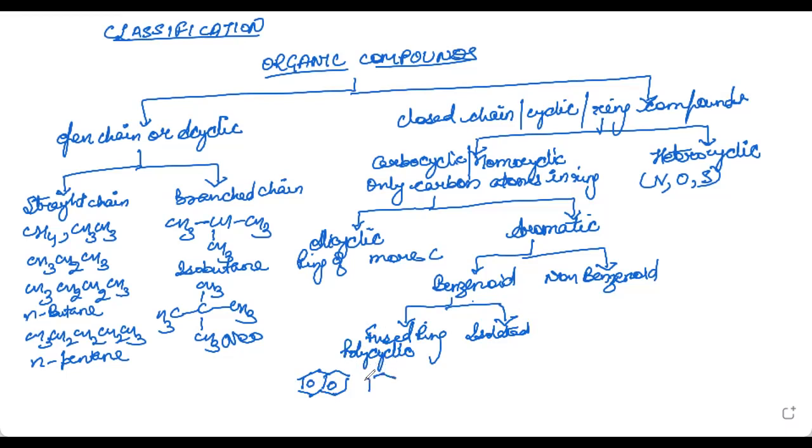Anthracene is there, in which there are three benzene rings fused together. So this is naphthalene, and this is anthracene. Now, in case of isolated benzenoid compounds, here there will be two benzene rings, but they are not fused together, but they are joined together with an additional bond.